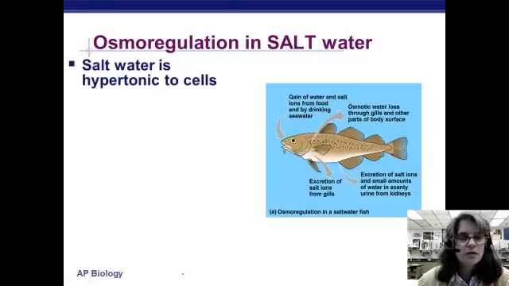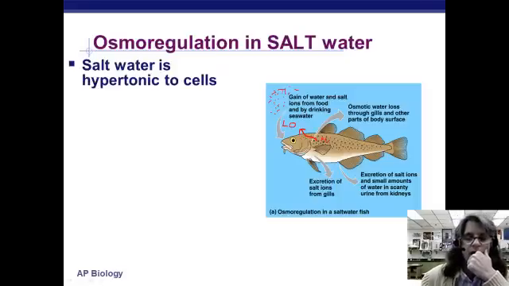Okay? Now, in salt water, we've got a very different problem. Salt water is hypertonic to cells, which means we've got lots of solute out here in the salty, salty ocean, but we have less solute in the cells of this fish. So that means my concentration of water is low out here. My concentration of water in the cells is higher, so the water is going to tend to flow out of the cells of the fish. Okay?